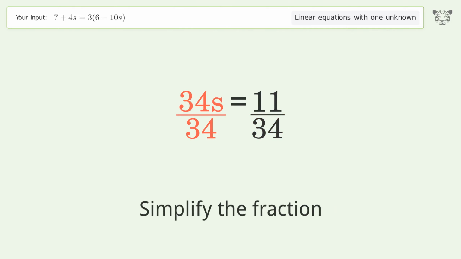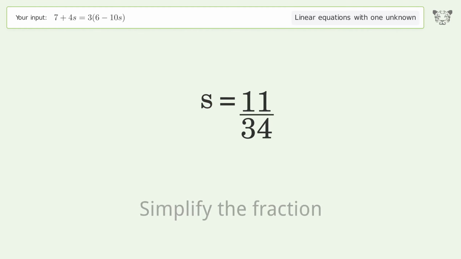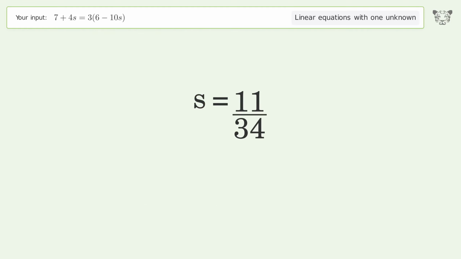Simplify the fraction. And so the final result is s equals 11 over 34.